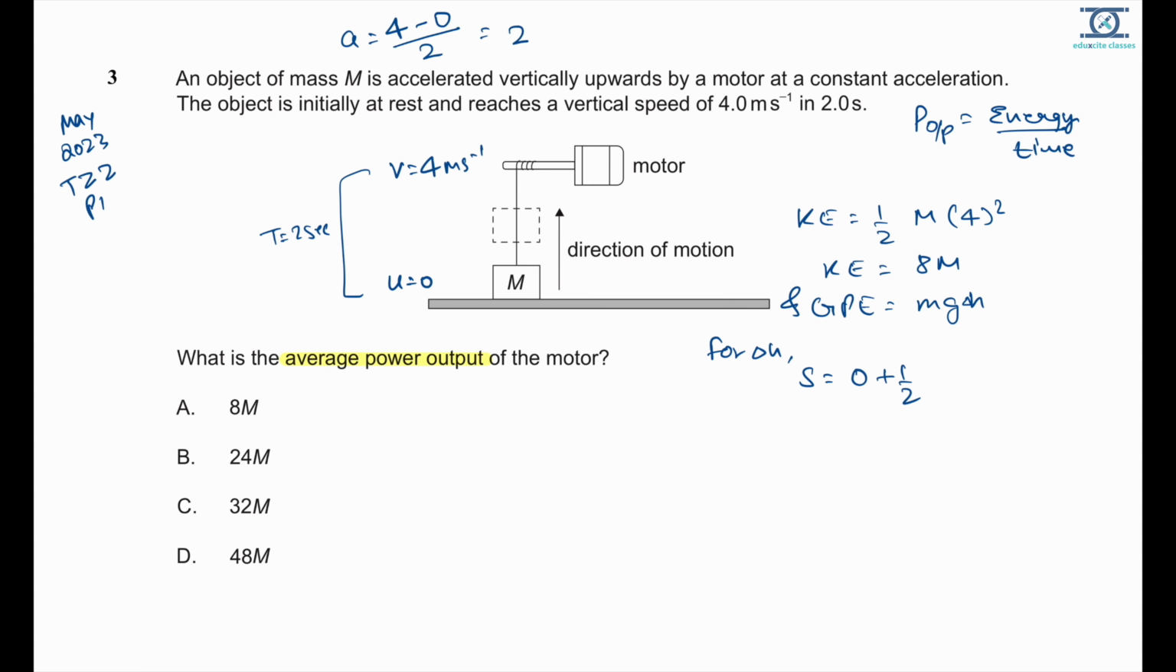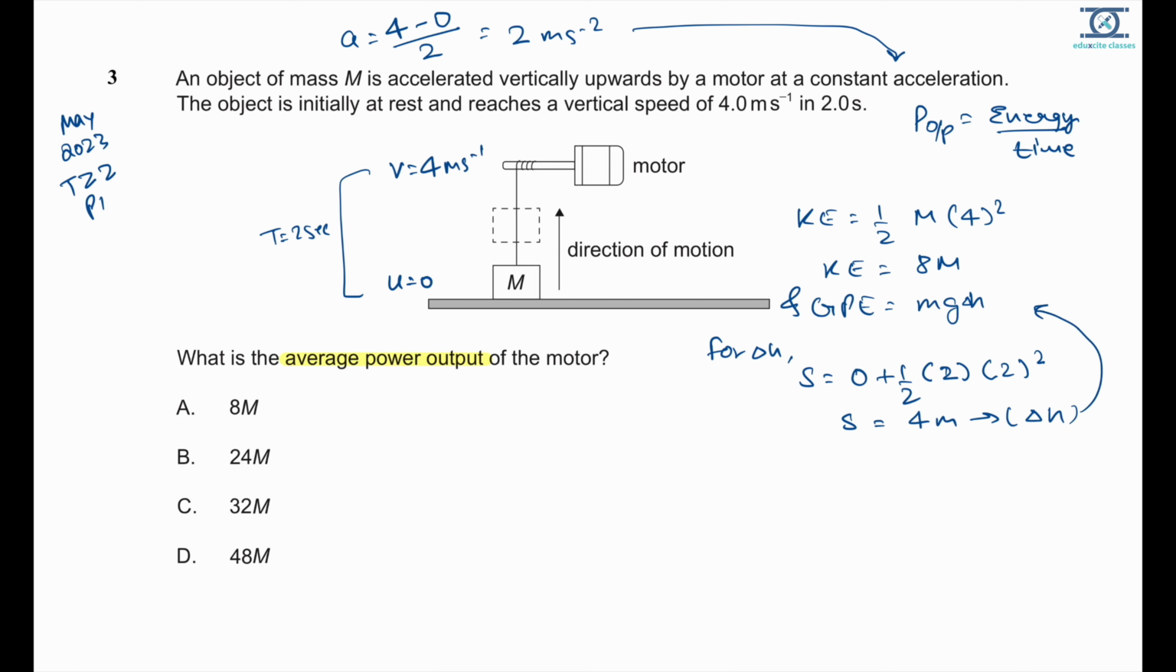So acceleration is 2 meter per second square. This is nothing but the constant acceleration. So half into 2, because I am using S equals ut plus half at square, and time is 2 square. Now S comes out to be 4 meter, right? And this S is nothing but the delta h. This is nothing but delta h.